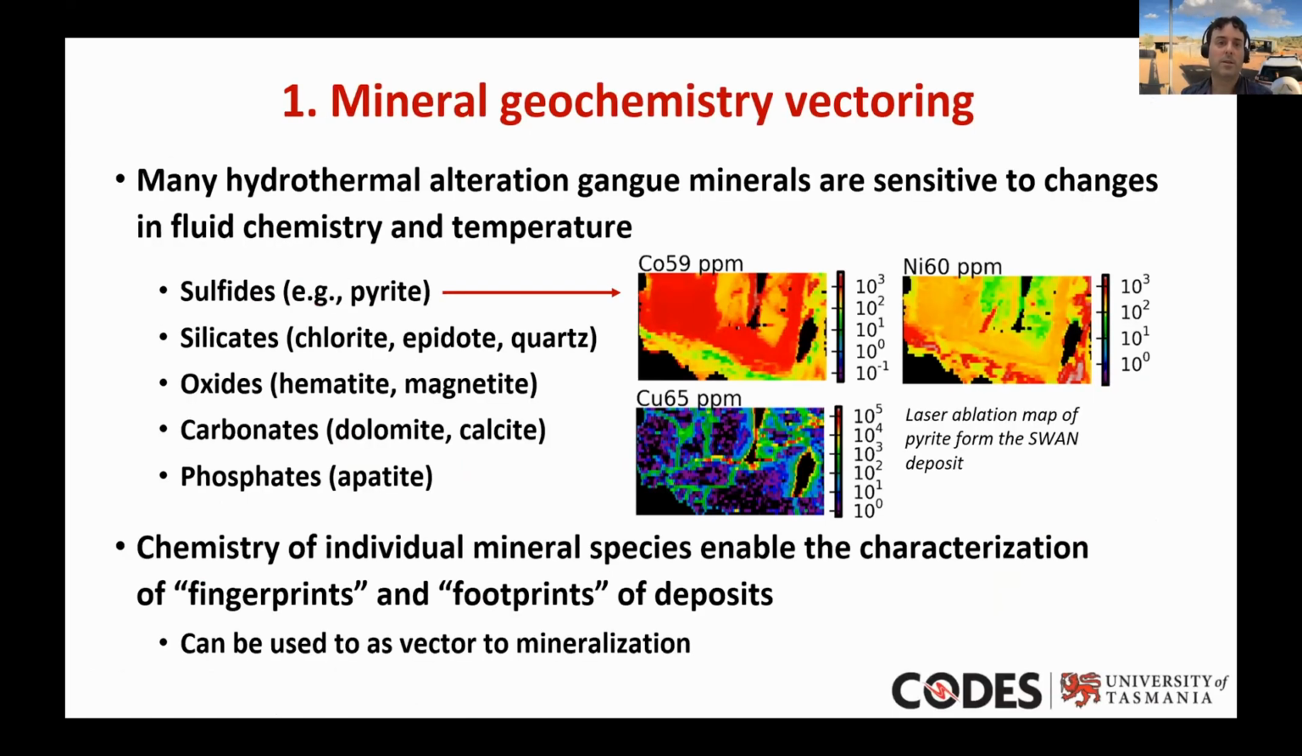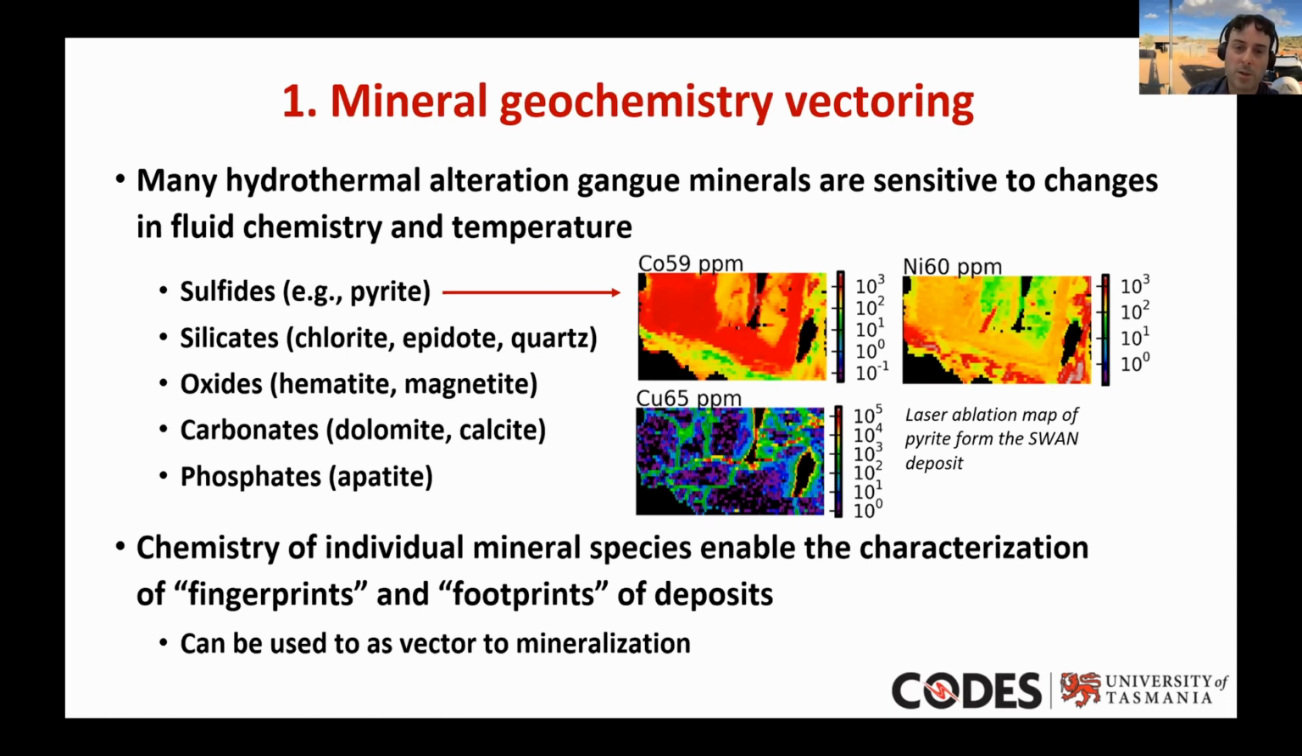So first of all, talking about mineral geochemistry as a vectoring tool. And the premise behind this is that many hydrothermal alteration gangue minerals are sensitive to changes in fluid chemistry and temperature. And this is something you can see here on the right image. It's an image of a pyrite grain. You can see sometimes the cobalt and nickel will vary together, like in the core of the pyrite, which you have kind of green and orange and red colors. They kind of vary together. But on the rim of that pyrite, cobalt and nickel are decoupled. So that means that the processes that are forming this pyrite through time have differed or have changed.